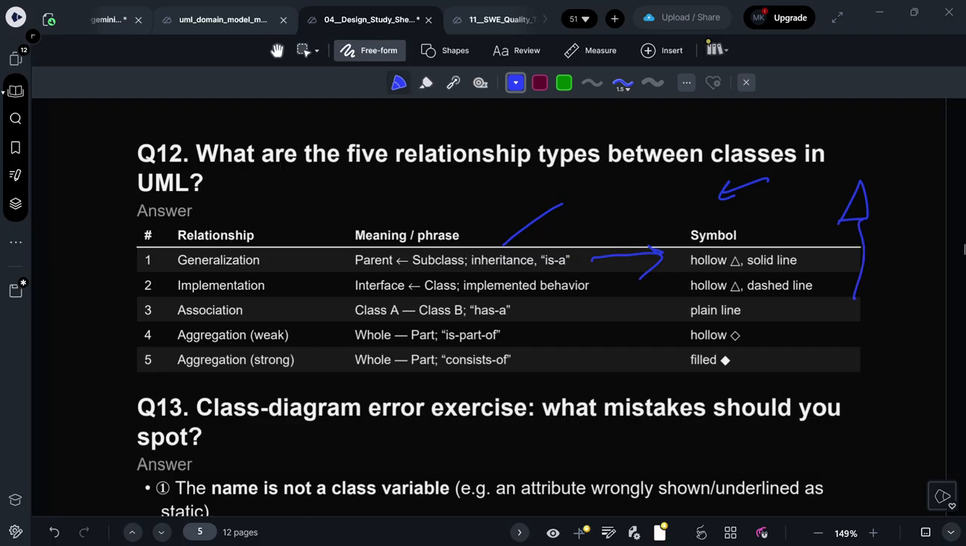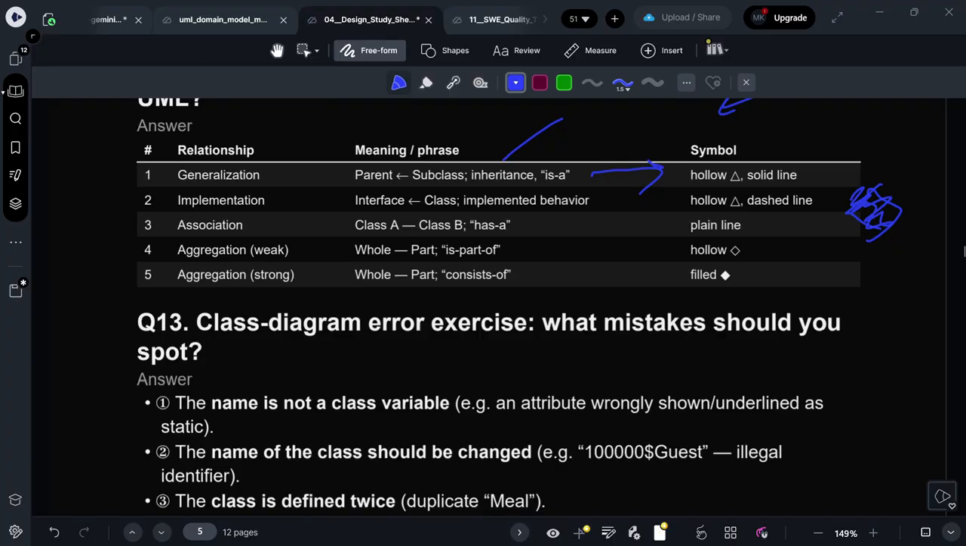Then we have implementation: interface, class implements behavior. It's hollow again, and a dashed line. Then we have association: class A is associated with class B, it has a relationship. It's just a plain line. Then we have aggregation, that is like this, and then we have this filled. These are the different types that we have.